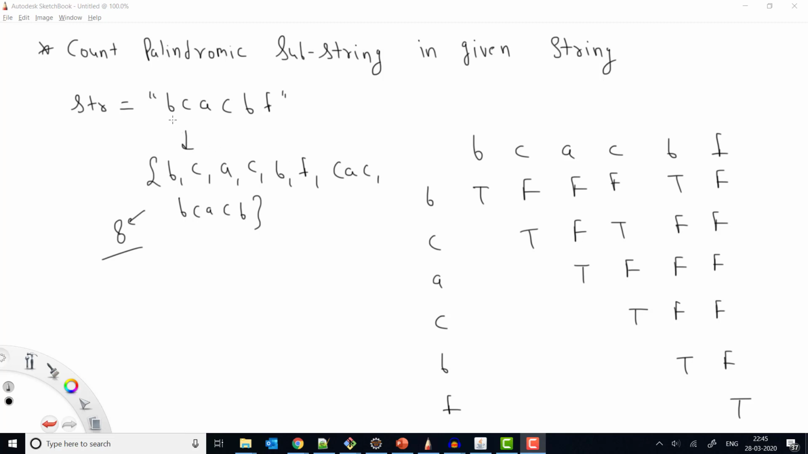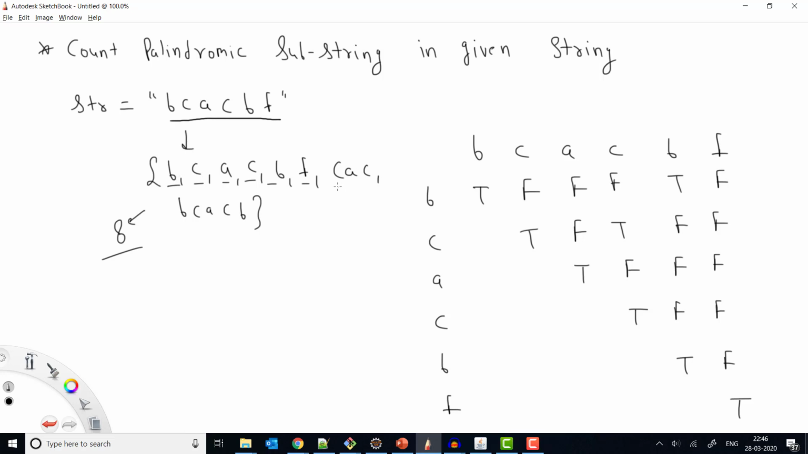So if we have this string BCACBF, then how many palindromic substrings do we have? First of all, check with each character. For each character we have B, C, A, C, B, F. Because we have 1 character, 1 character can also be a palindromic substring of length 1, right? This is possible because if I reverse this single character, it will be the same.